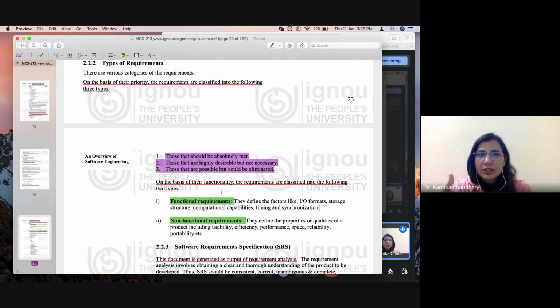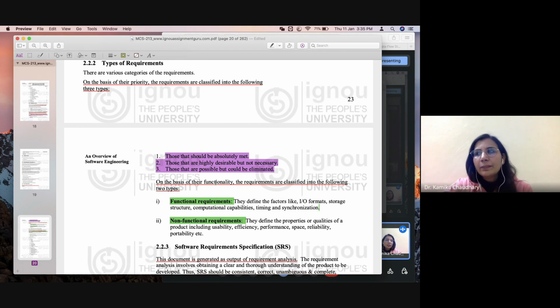The first is on the basis of their priority, and next is on the basis of their functionality. So on the basis of the priority, the requirements are classified into the following three types. The first is those requirements that should be absolutely met. There will be a certain set of requirements which you have to meet in my software system. Second, there will be a set of requirements which are highly desirable by the customer.